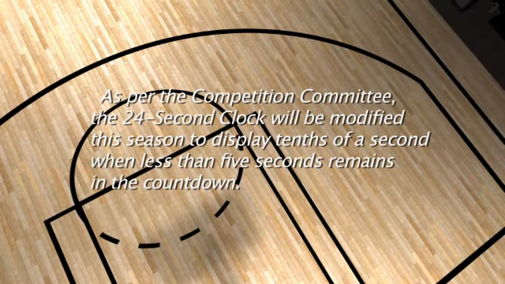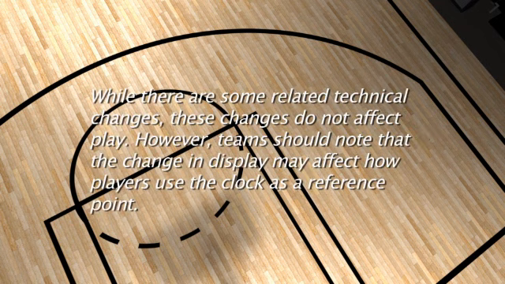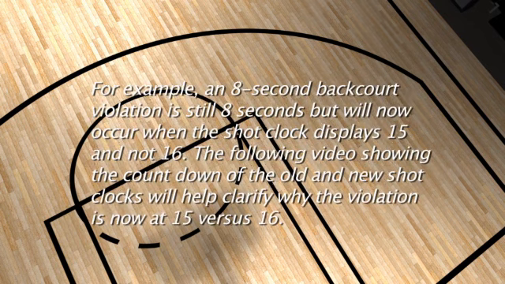As per the competition committee, the 24-second clock will be modified this season to display tenths of a second when less than 5 seconds remains in the countdown. While there are some related technical changes, these changes do not affect play. However, teams should note that the change in display may affect how players use the clock as a reference point. For example, an 8-second backcourt violation is still 8 seconds, but will now occur when the shot clock displays 15 and not 16. The following video showing the countdown of the old and new shot clocks will help clarify why the violation is now at 15 versus 16.